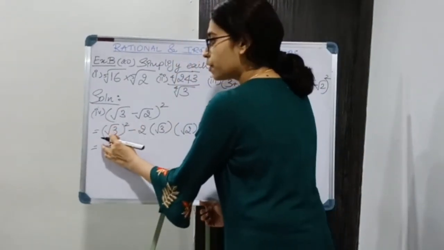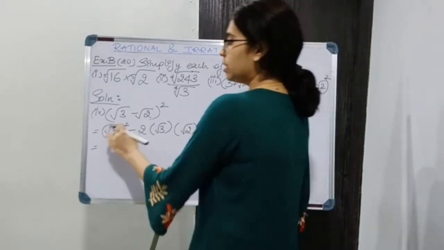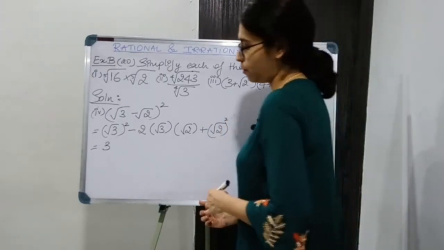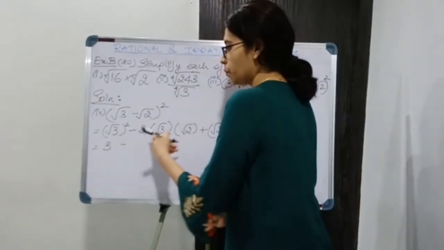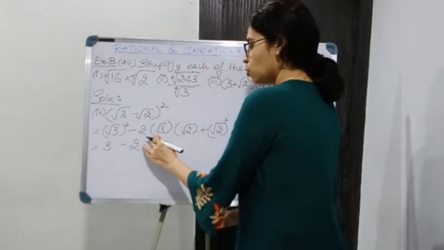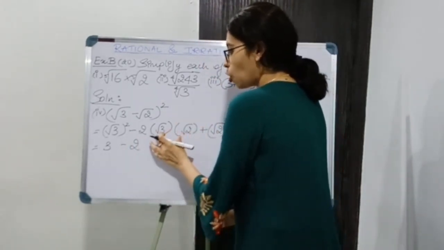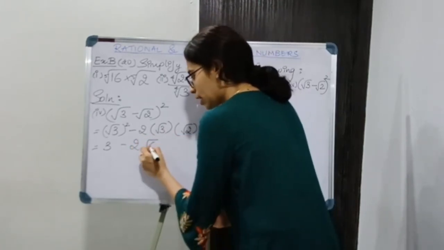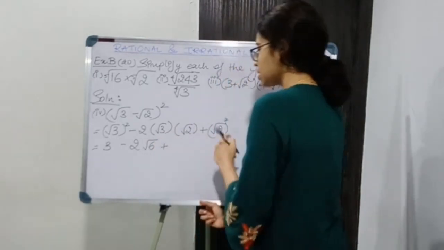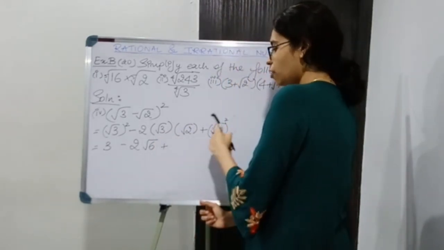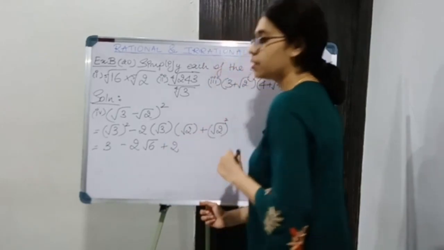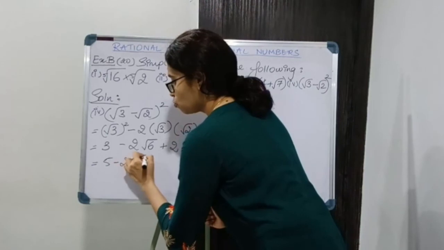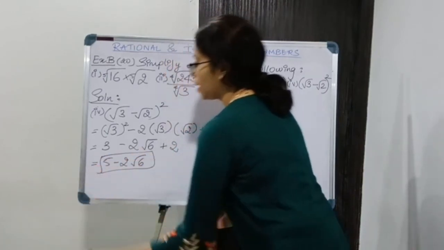Square of a root of a number is going to cancel out and I'll get the number itself. Now 2 root 3 into root 2, I can take common root as both are square roots, so I can take common root 3 into 2, I'll multiply, so I'll get 6, plus root 2 square, square of a root of a number gives the number itself. 3 plus 2 gives 5, 5 minus 2 root 6. This is the final answer.